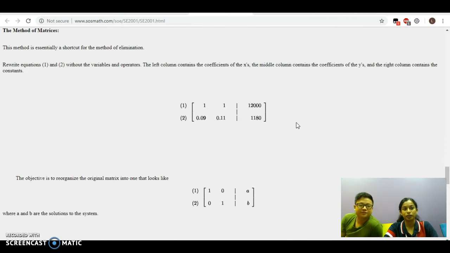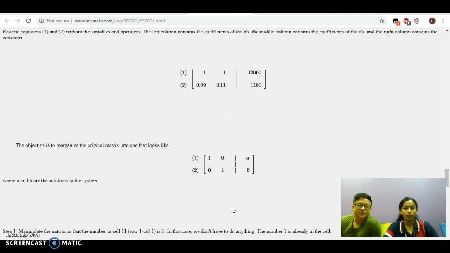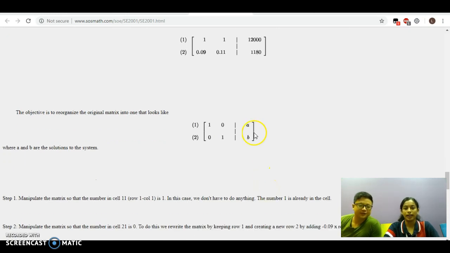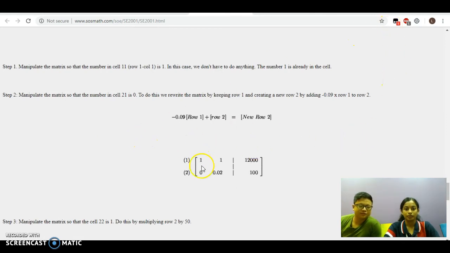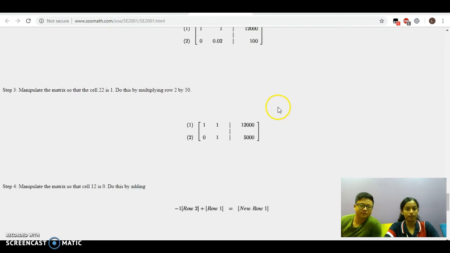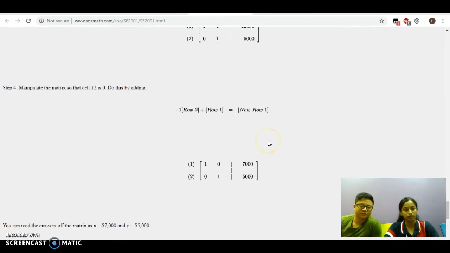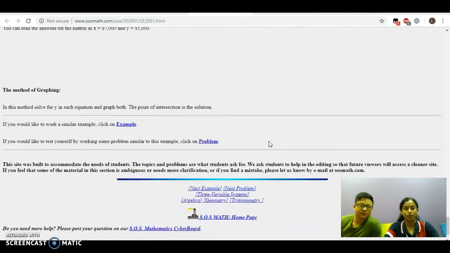This is the method of matrices. We rewrite the equations without the variables and put them in matrix form, and then we make the left side of the matrix into an identity matrix, 1 0 1 1. The first one is for the A variable and the next one is for the B variable, where A and B are the solutions. That's how we get the values of A and B, which are 12,000 and 5,000, and this is how it's solved.